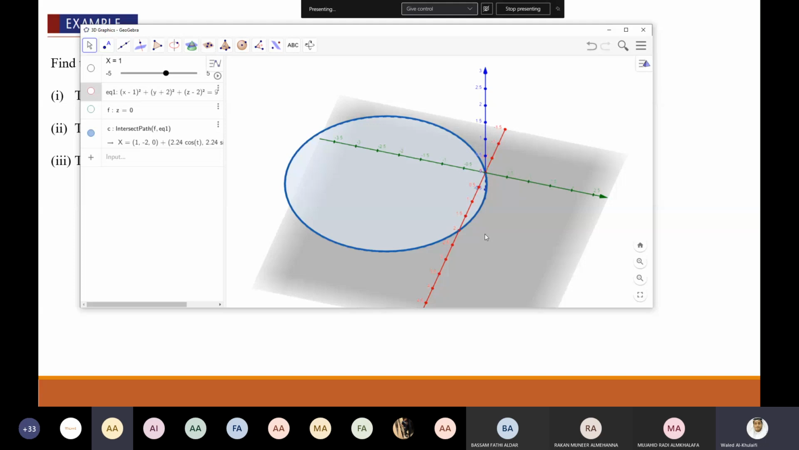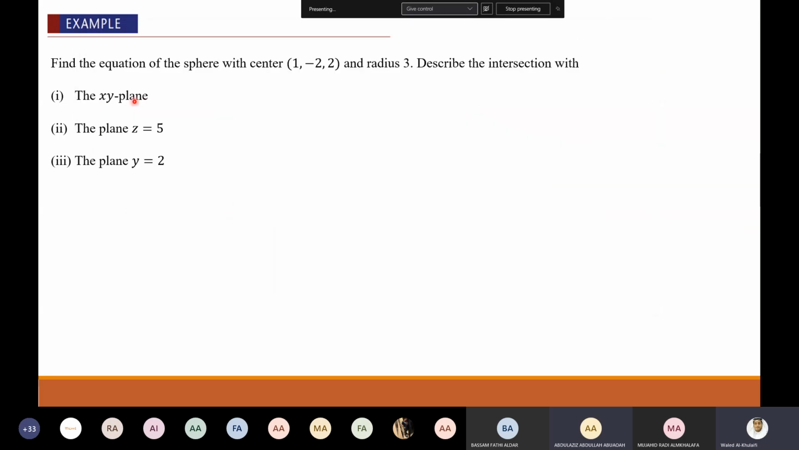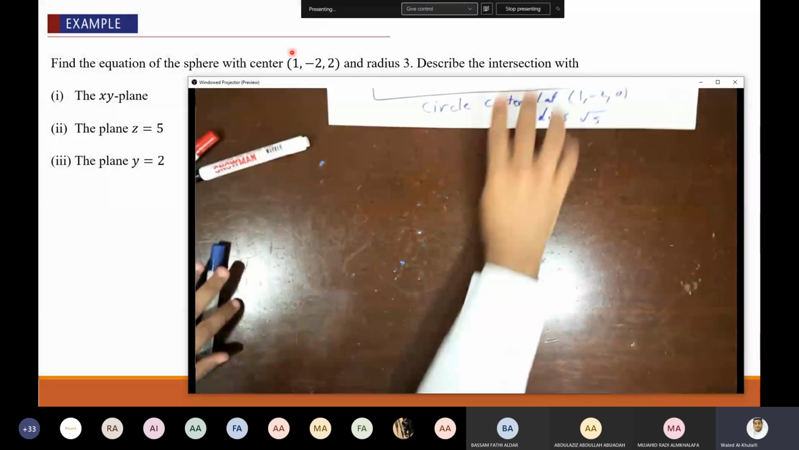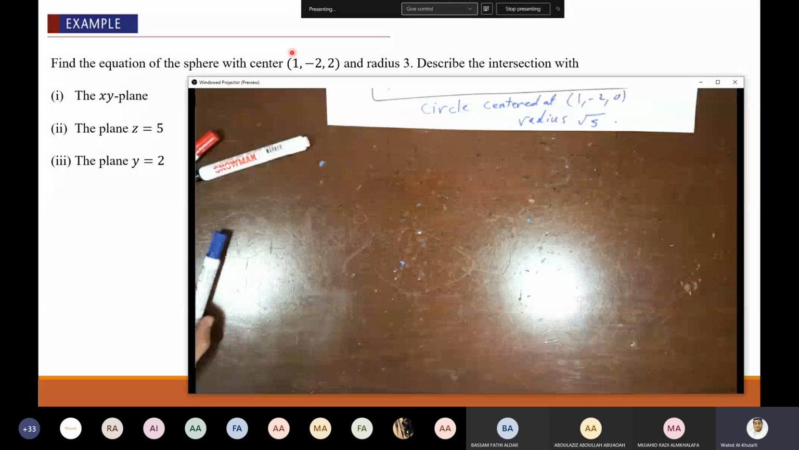Why did we choose 0? Why didn't we choose 1? XY plane. What is the equation of the XY plane? When I say find the equation of the XY plane, what is it? Okay, let's bring the concept closer to you a bit. Something you know. It's a similar idea.